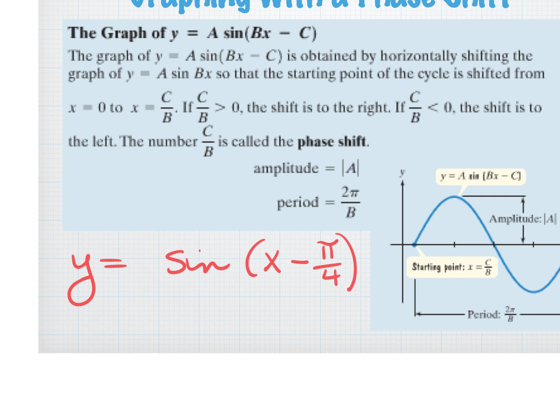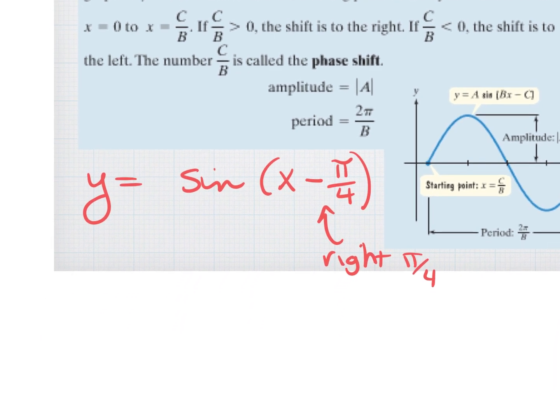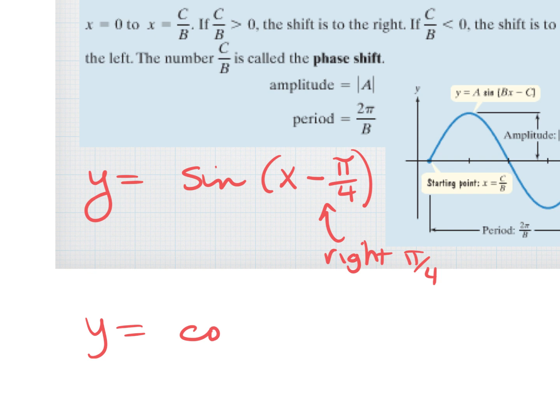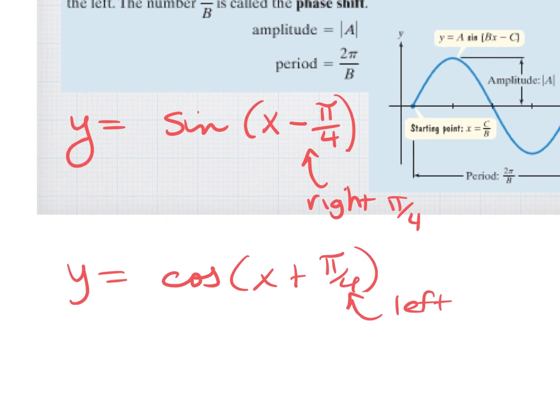And when it's in parentheses, it's backwards of what you think. So you would think minus pi over 4, I'm going to shift left, but it's backwards. The minus means we're going to shift it to the right by pi over 4. And then if it were a plus sign, let's say it's cosine and x plus pi over 4, this would be a shift to the left. So my starting point would actually be negative pi over 4. So when it's shifted to the left, we're getting into the negative values to the left of our y-axis.